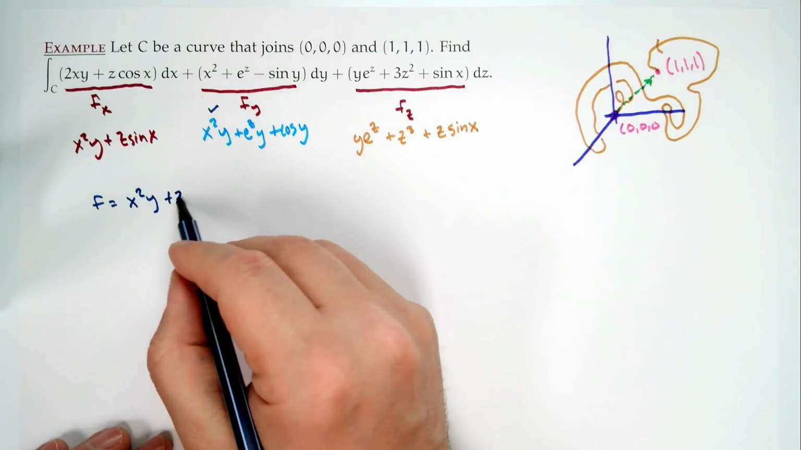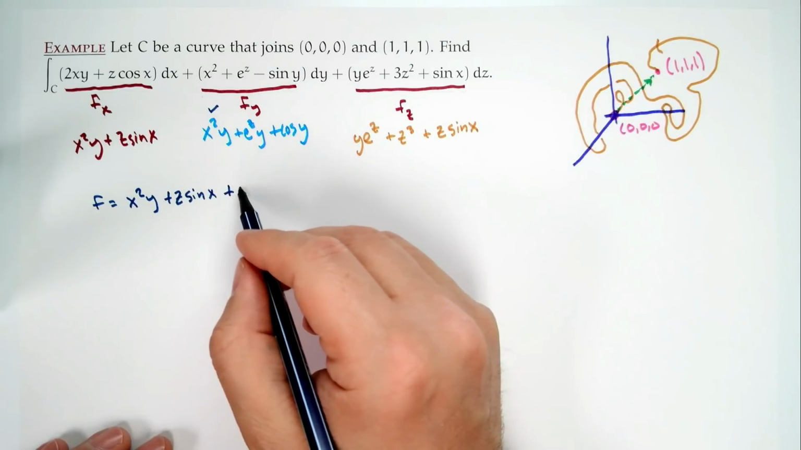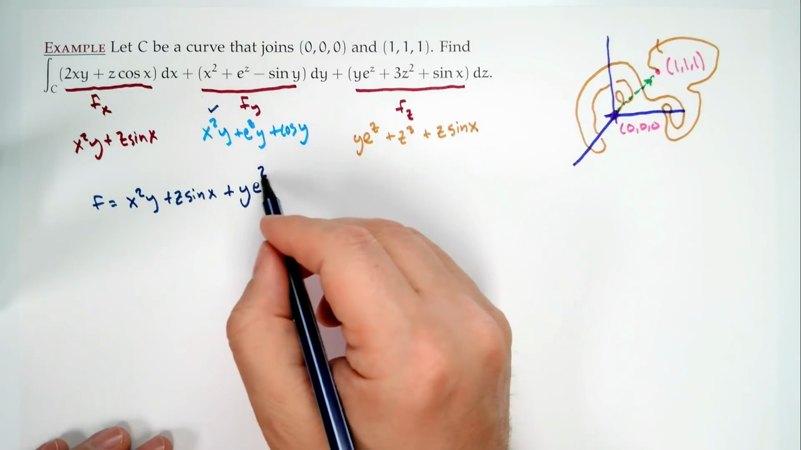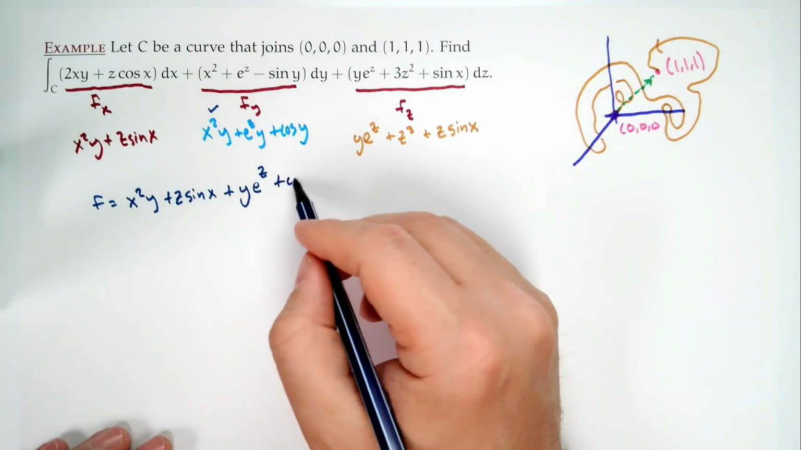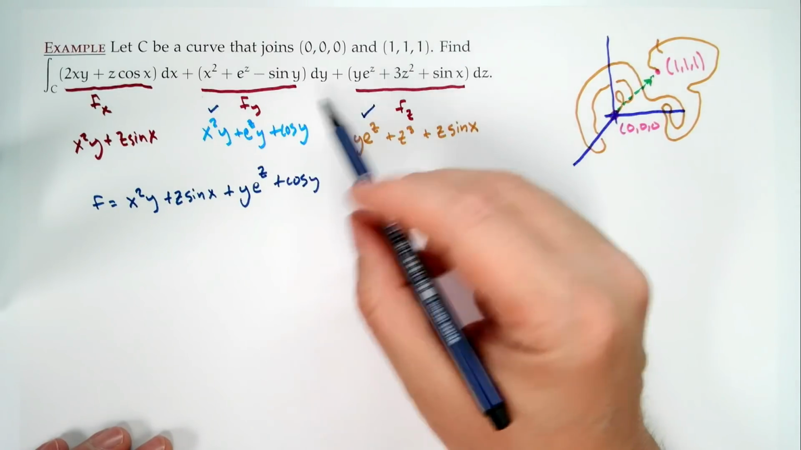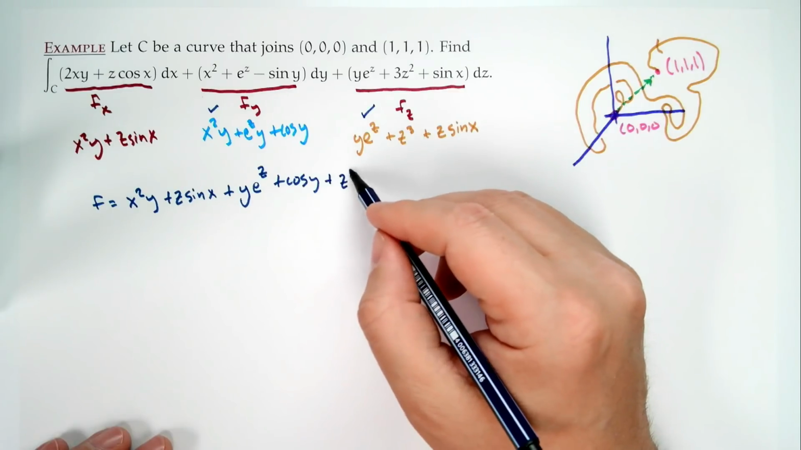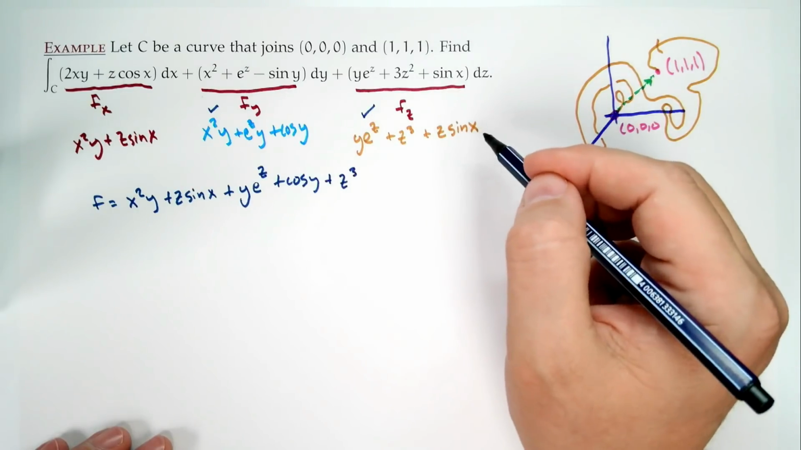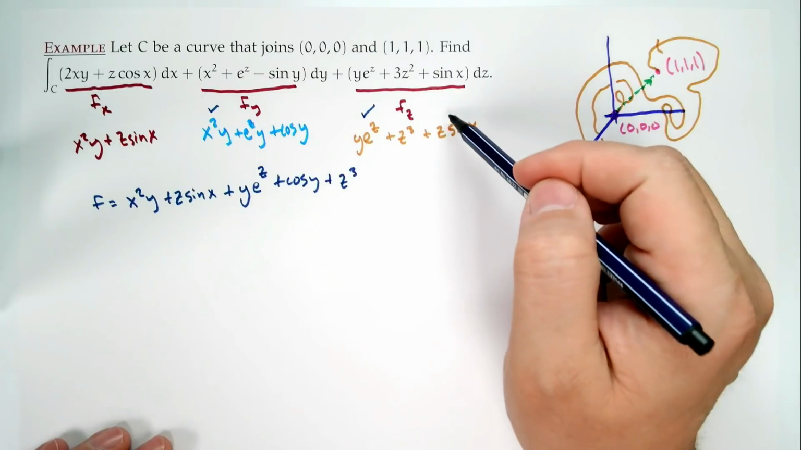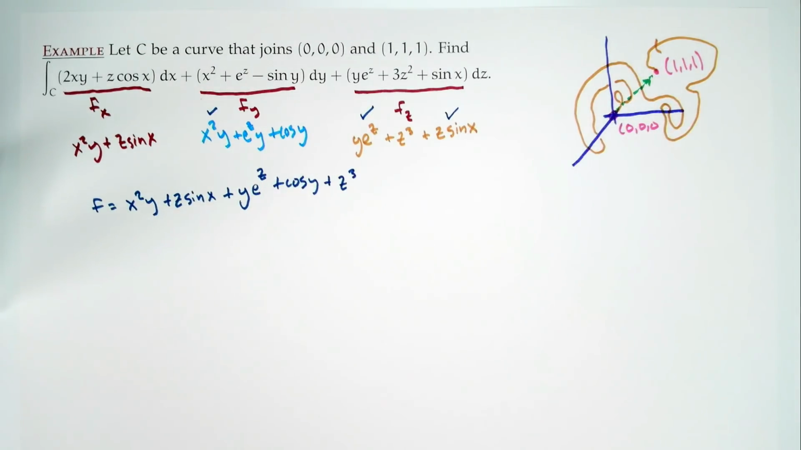z sine x. Then we have e to the z times y. I'll put the y in front: y e to the z. The cosine of y. Then we come to y e to z, but we already got that because it showed up here in the derivative with respect to y. Then we have the z cubed. And then we have z sine of x. But notice that already showed up, so we don't need to put it again. All right, so there's our function. Well, at least there's the candidate. Of course, it's right, but we check.